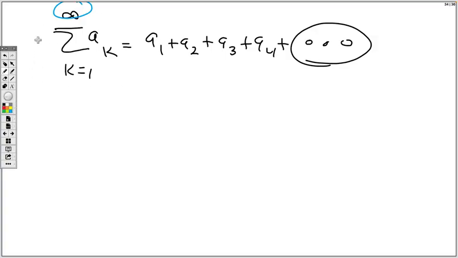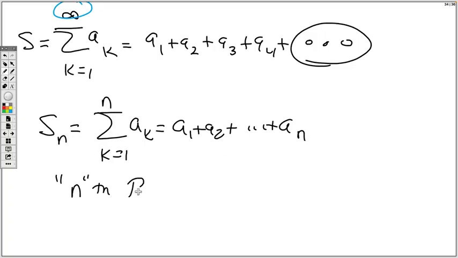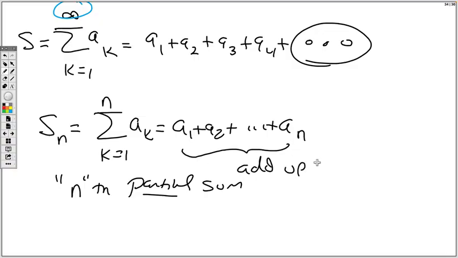We'll call that sum capital S. What we do is what we always do. We start off with something we understand from pre-calculus, a finite sum. This is called the nth partial sum. It's called a partial sum because we're not adding up the whole sequence. We're only adding up the first n terms. You follow or not? Okay.